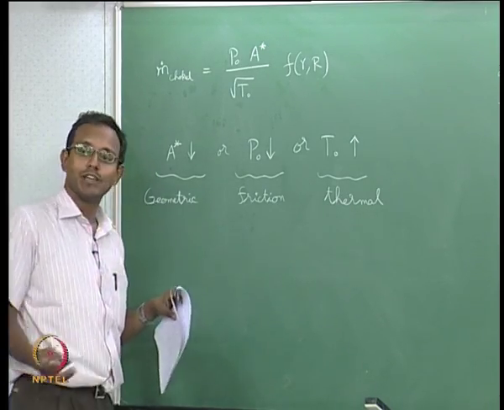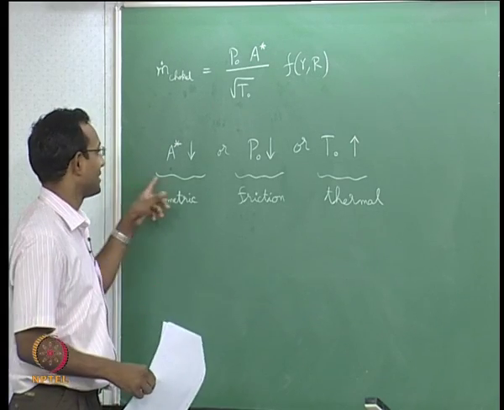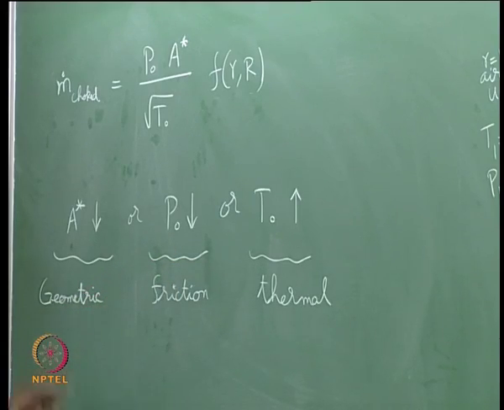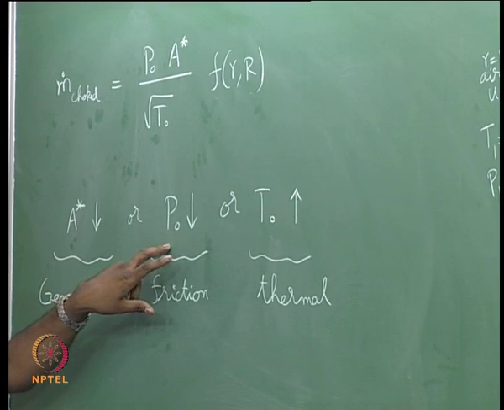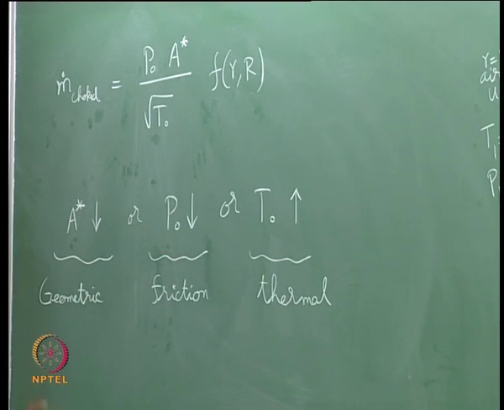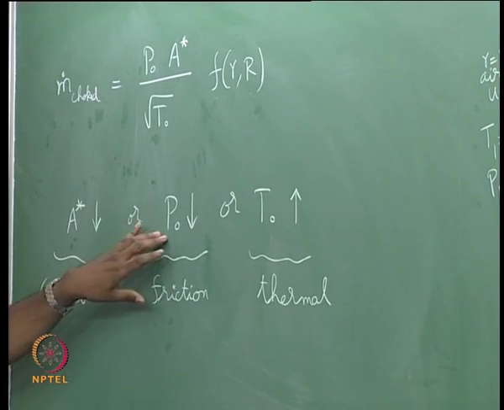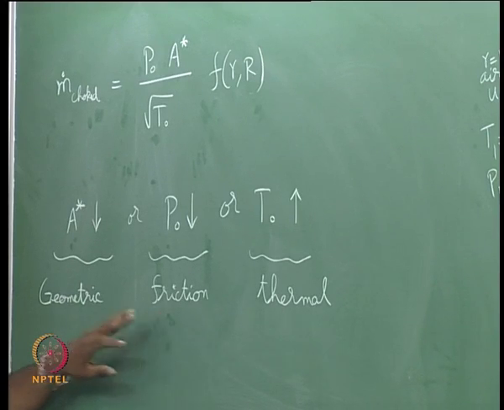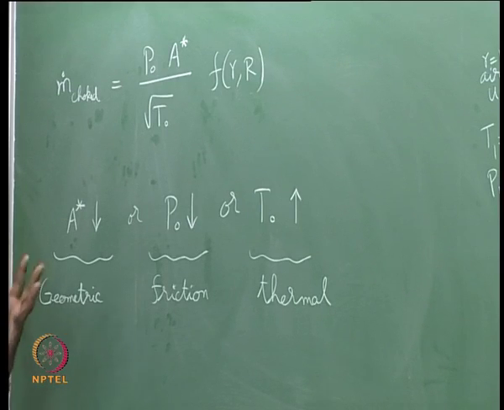How do I avoid choking? These are all the mechanisms that take you towards choking. So I have to do the straight opposite things. I have to think about area increasing, that is a possibility. I can think about P naught loss minimizes. You cannot increase P naught just like that in a flow unless you add extra energy to the system. So I will try and minimize friction. I will try and minimize P naught losses. I don't want to have normal shocks, I want to have oblique shocks instead, that kind of stuff.